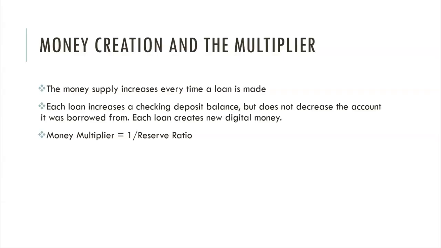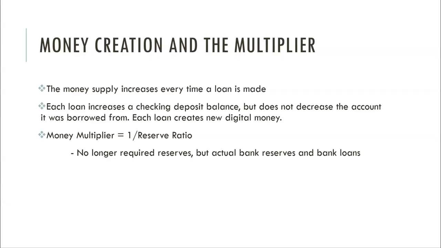So previously, you would see that the money multiplier is 1 divided by the reserve ratio. And so the more is being lent out, or the smaller this ratio is, the greater that money multiplier would be. So no longer this is required reserves, but it would be actual bank reserves and bank loans.